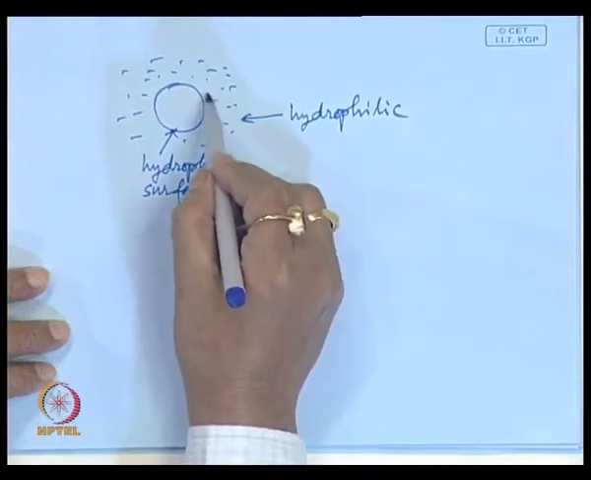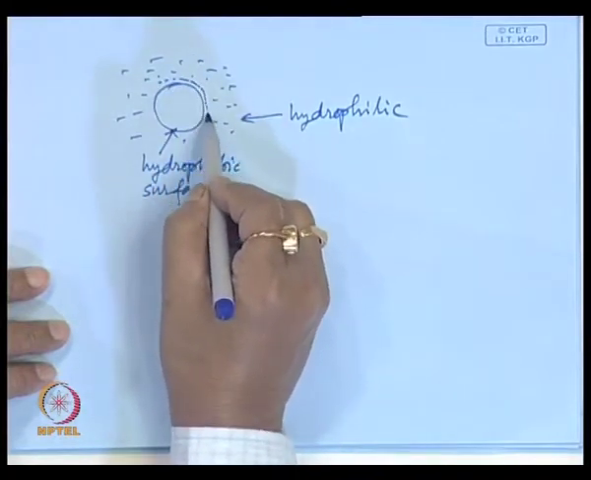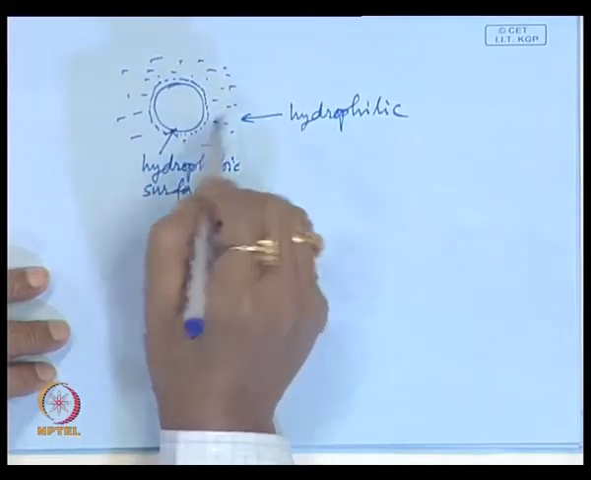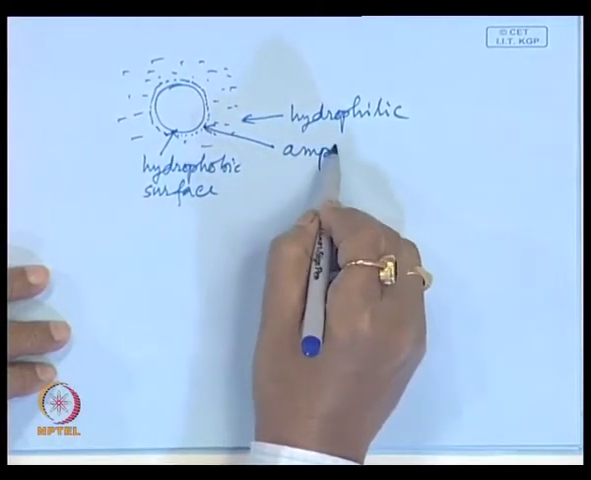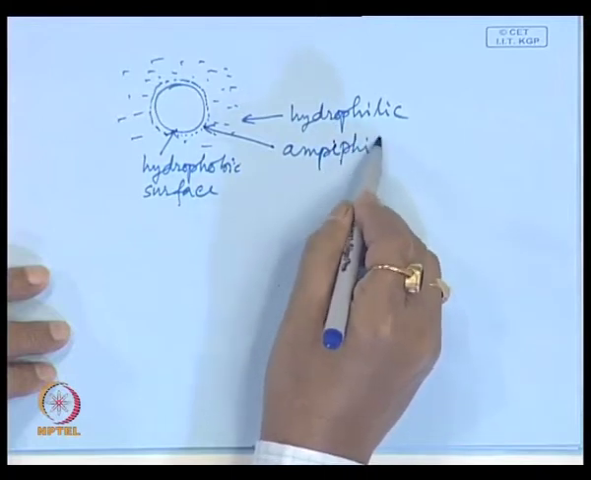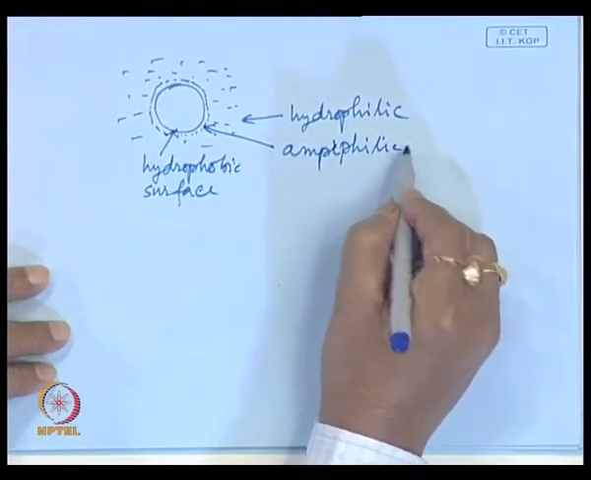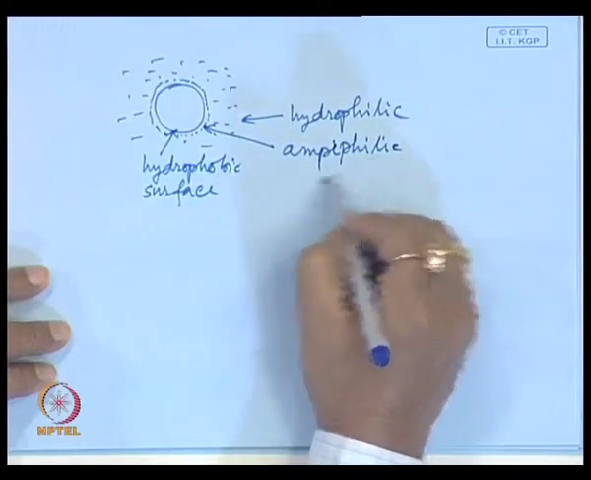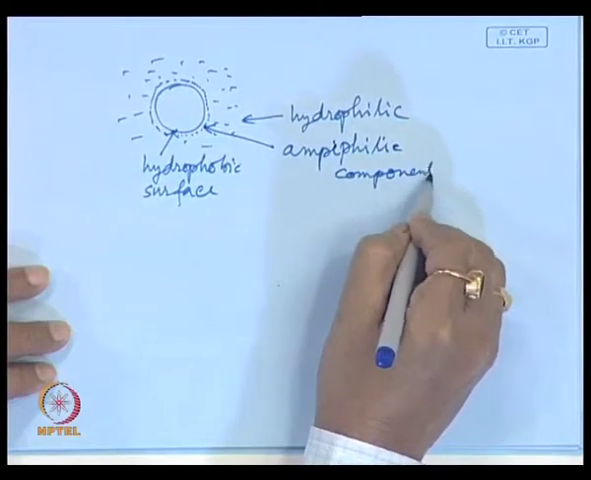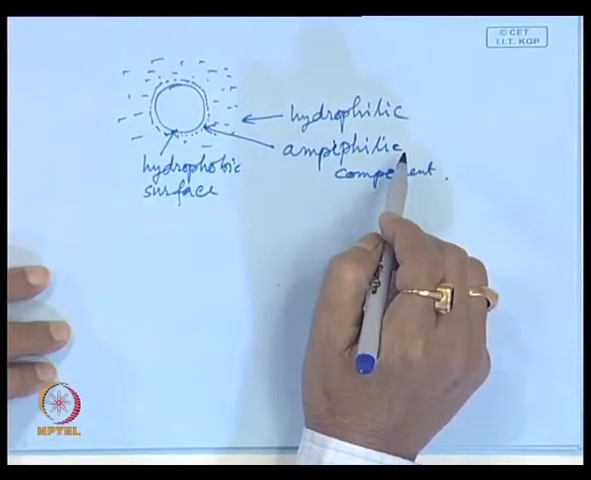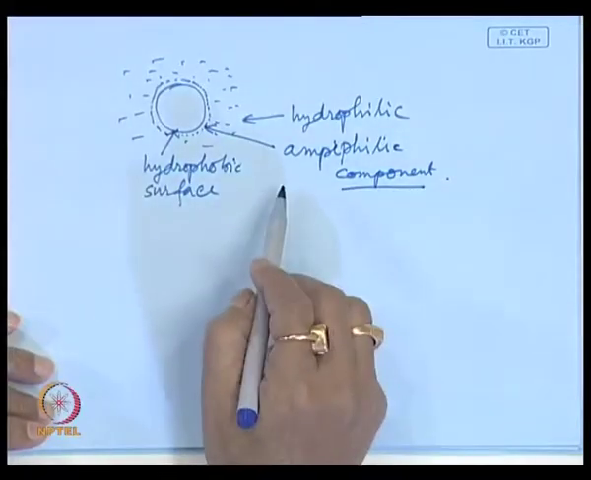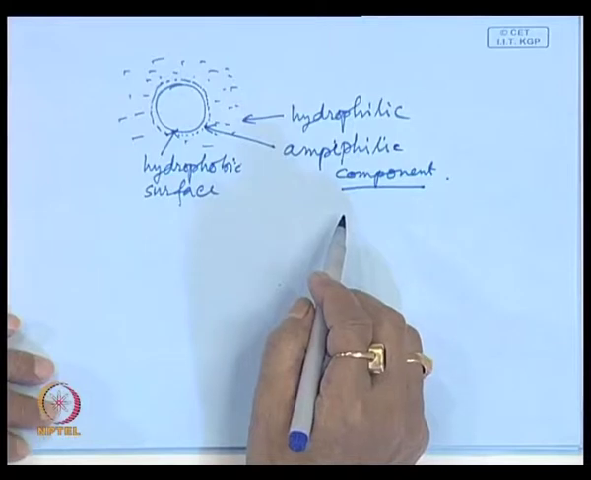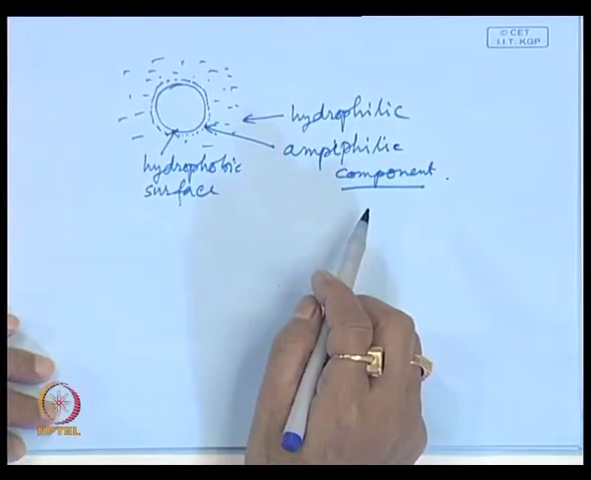So, here if some layer is present over this hydrophobic surface, you can say an amphiphilic component. What is amphiphilic? Having both hydrophilic and hydrophobic. The hydrophobic side will be oriented towards the hydrophobic surface, and the hydrophilic side of this amphiphilic component will be towards the hydrophilic side. So, these CMC, PVA, gelatin are amphiphilic components.